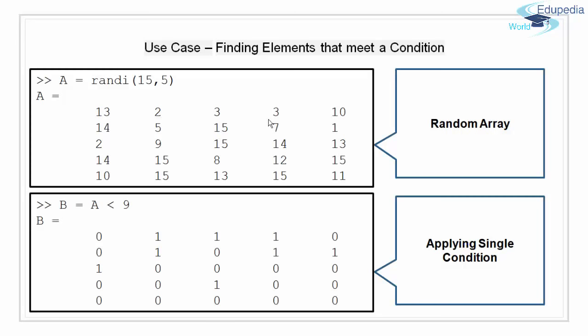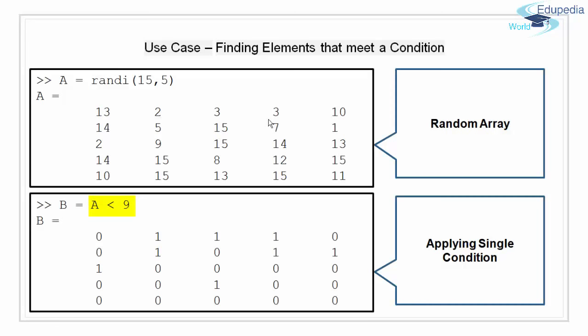Consider an array, random array. This is a 5 cross 5 array in the first box. It's created using a function random, where I have randomized each element from 0 to 15 and I have declared the size as 5 cross 5. So here I will apply only one condition. The condition that I have applied is A less than 9.